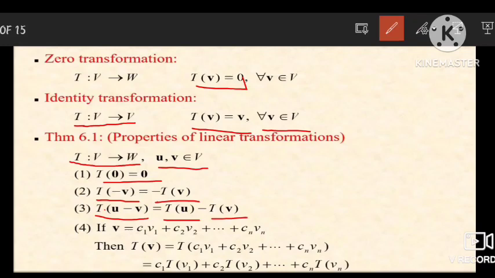Fourth is if v = c1v1 + c2v2 + and so on + cnvn, then T(v) = T(c1v1 + c2v2 + and so on till cnvn). So it will be equal to c1T(v1) + c2T(v2) + and so on till cnT(vn).